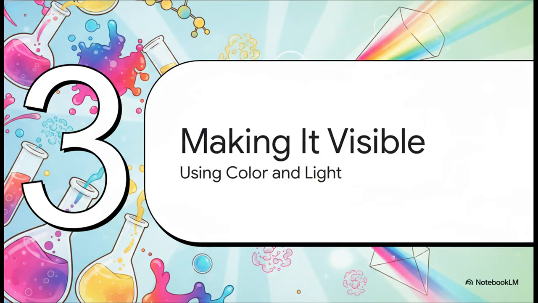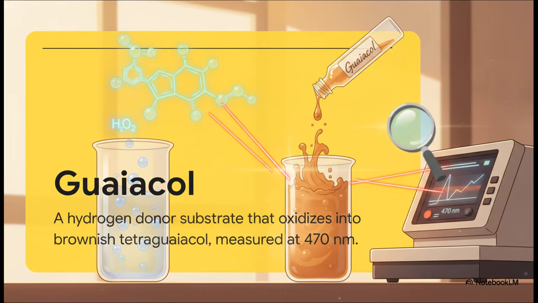Up next is Section 3, Making the Invisible Visible. Because, as it turns out, gas pressure isn't the only way to measure enzyme activity. We can actually use color to literally see the invisible happen in real time. This brings us to a remarkable chemical indicator called guaiacol, which is the absolute star of Dr. Chem's experimental methodology. When peroxidase acts on hydrogen peroxide, guaiacol steps in as a hydrogen donor.